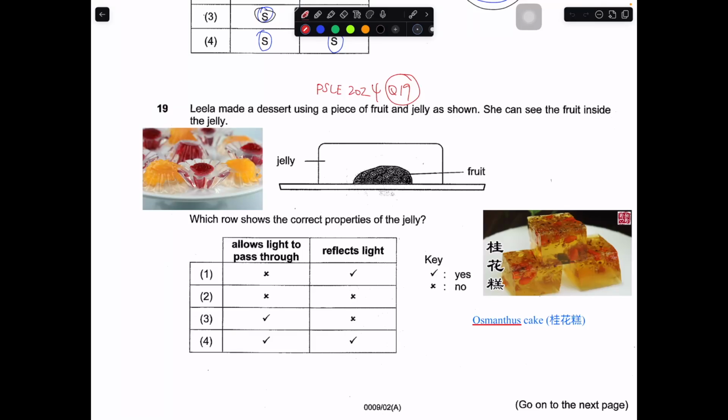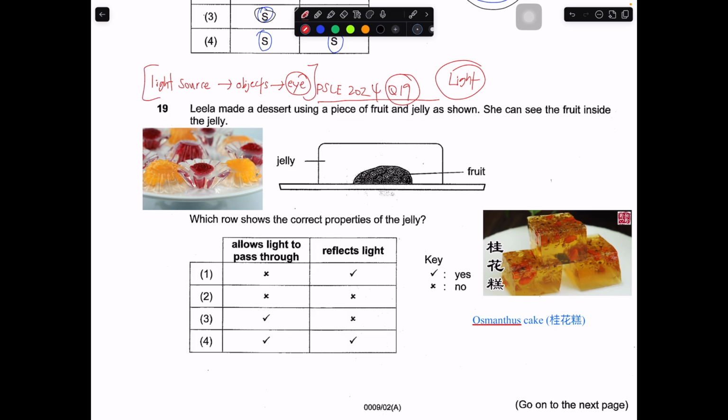So today I'll be going through PSLE 2024 question number 19. This question is on light, specifically on how you can see things. As you know, you are able to see things because there's a light source hitting a particular object, and that object reflects light into your eyes. That's how you are able to see the object. So you need light to be able to see an object.